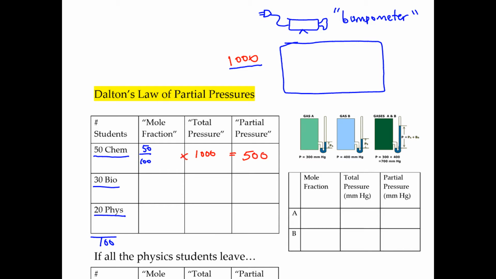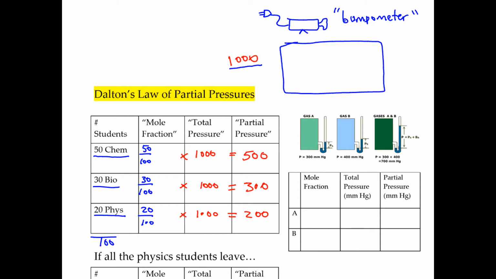Let's do the same thing for the bio. They are 30 out of 100, and physics is 20 out of 100. So you could see that when you multiply these by the total, it's a fraction of the total. So this comes out to be 300, and this comes out to be 200.